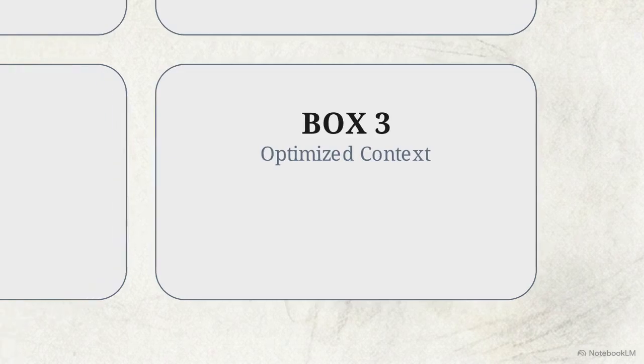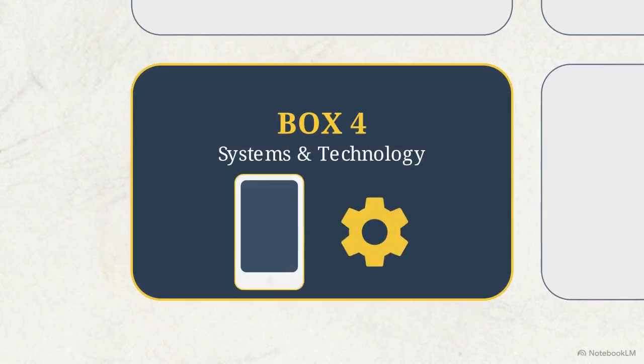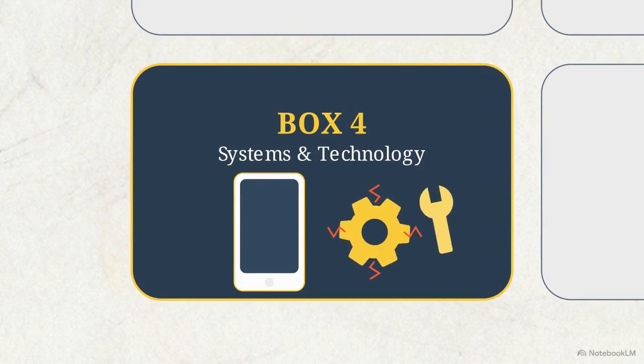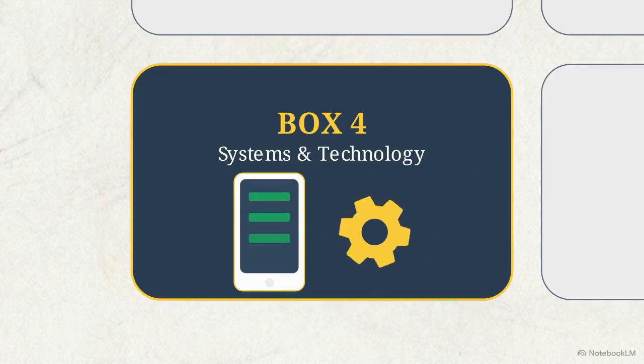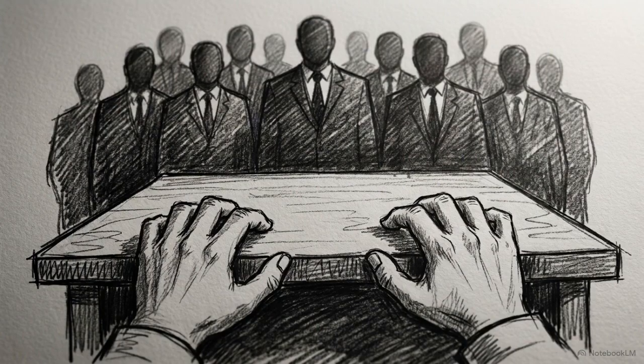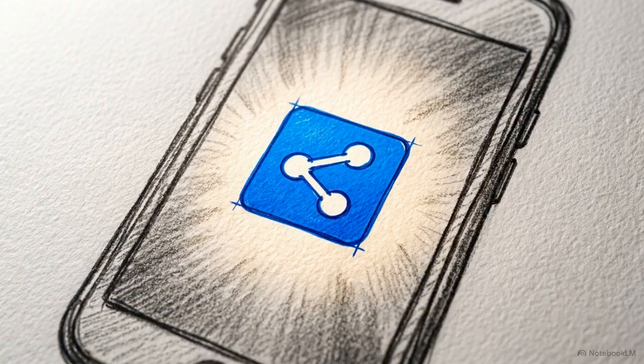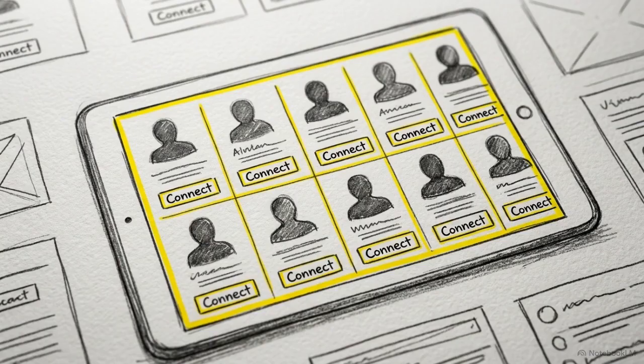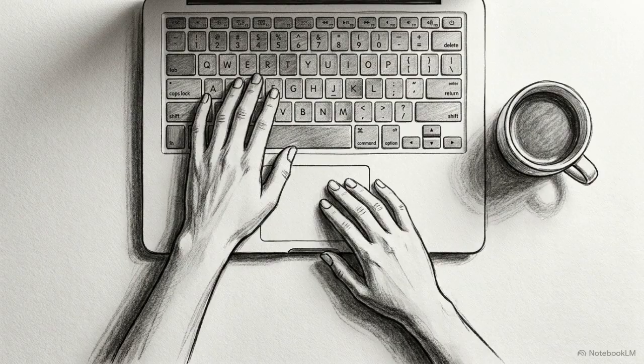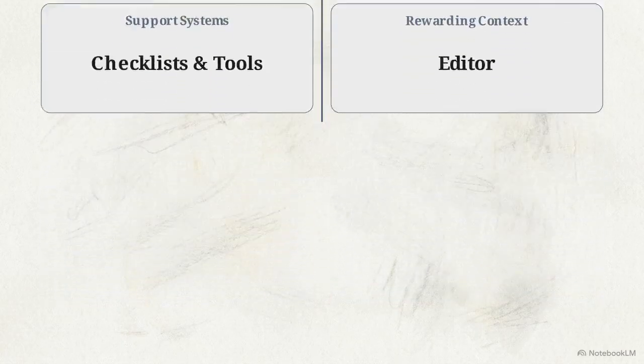We still have to navigate the modern world. Box 4 is for deploying systems and technology to manage any remaining friction caused by your traits. If your trait makes face-to-face networking difficult, use digital platforms like LinkedIn to build your professional network through writing and research instead. Finally, look at the very bottom of your paper.